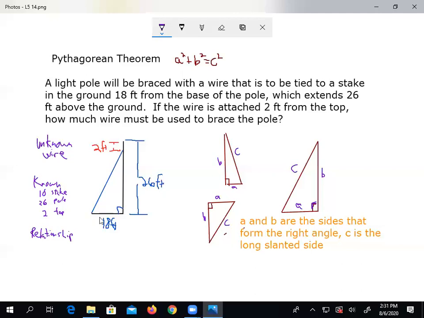So the relationship we have to pick up on is, from our drawing, they helped us with it already: we have a right triangle. And what we're looking for is the wire, which is going to be the slanted side of the right triangle. And where the stake is, how far it is from the pole, that's going to be a distance of 18 feet. And we also need to know this side of the triangle as well. So this is going to be the Pythagorean theorem. So this is going to be a squared plus b squared is equal to c squared.